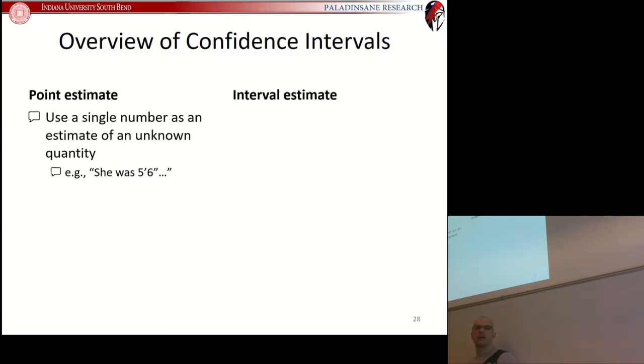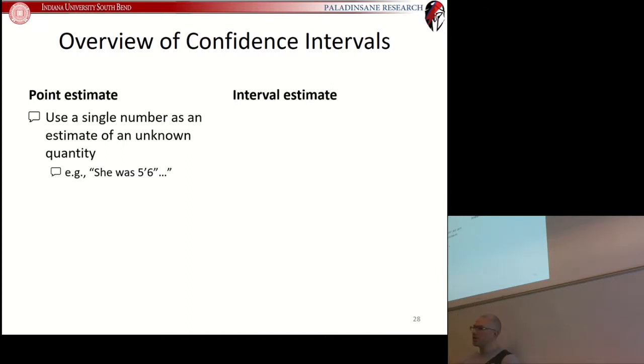And that's typically what people do in the real world. When you ask people how long is it going to be? Oh, it's going to be an hour. How far away is it? Oh, it's about 50 miles. They give you that one number, one point. It's a one number estimate of that unknown quantity.